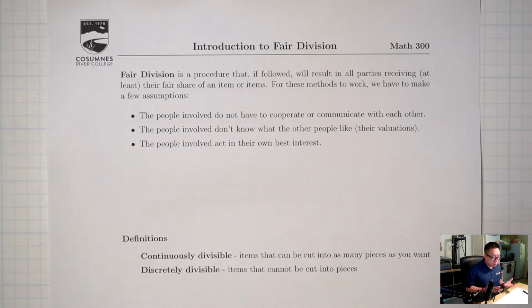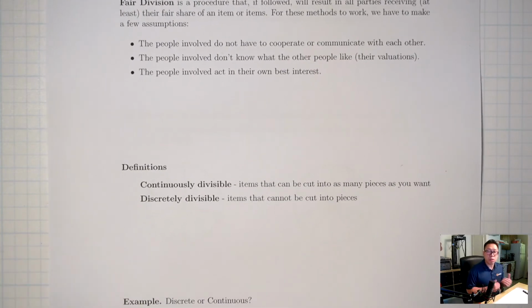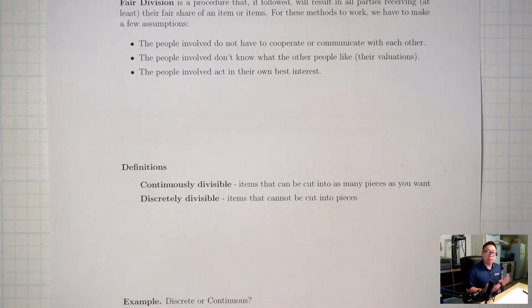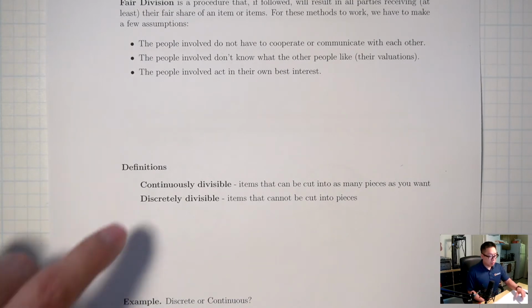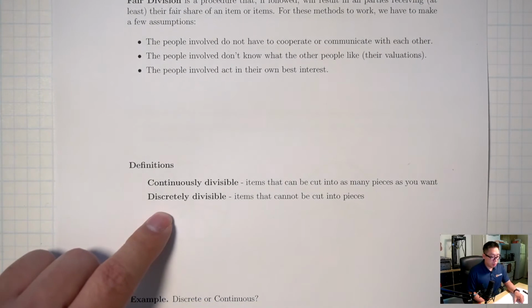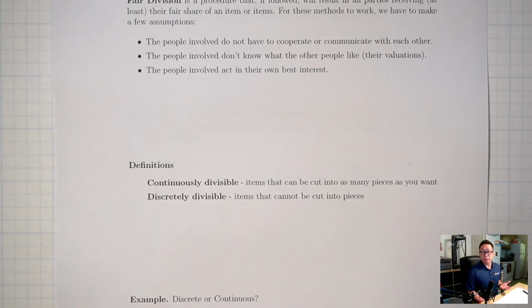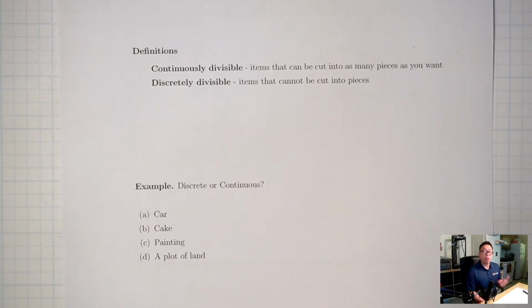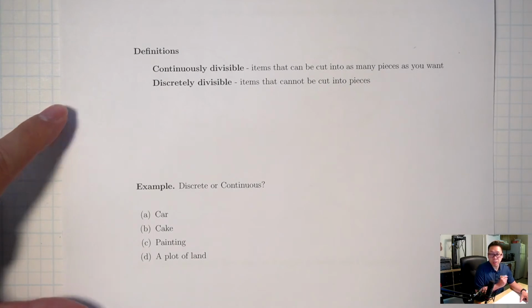So the things that we're going to be sharing in this unit fall into two main categories: continuously divisible and discretely divisible, depending on whether these things can be cut up. So if something is continuous, it can be cut up. If something is discrete, it cannot be cut up. So for example, something that you might inherit would be a car. Would you want to cut up a car? Probably not, right? If you cut up a car, it's probably worthless now. So you don't want to cut up a car. So it's going to be a discrete item.